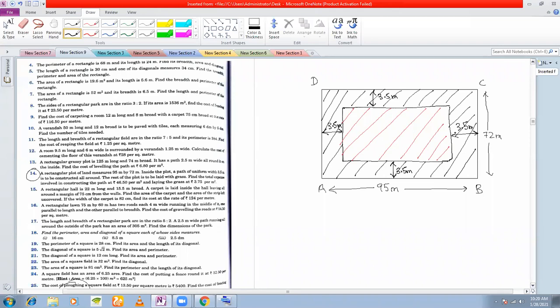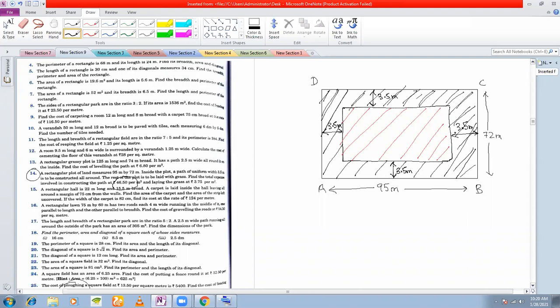Now is it clear, Shiny? Yes, I have solved this kind of a problem. Now the question here is to find the total expense of constructing the path. So what you will do is you'll find out the area of the black shaded part. This is the path, right? And multiply it by 46.5. You'll get the cost of constructing the path, this black shaded part.